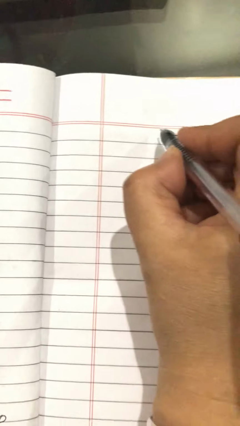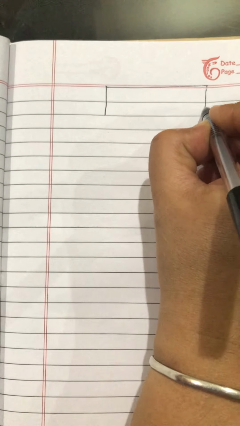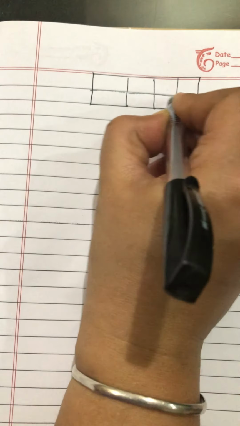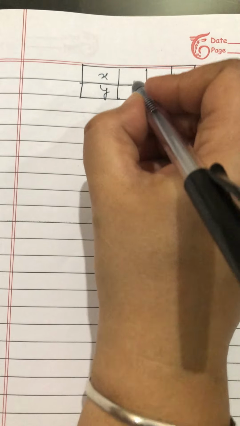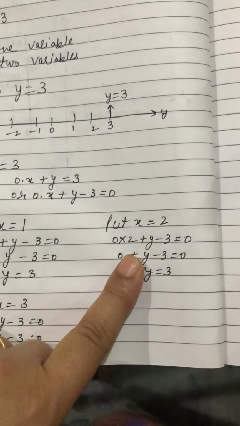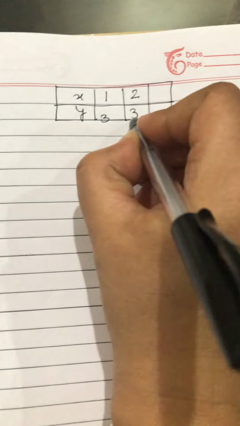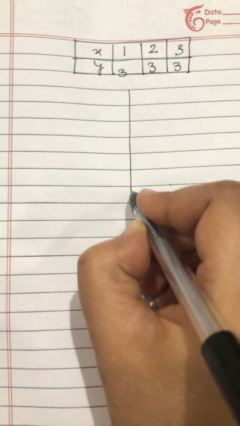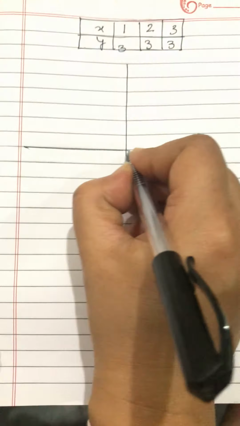Now when I represent it in tabular form, it will look like this. You can see here, when x was 1, y was 3. When x is 2, y is 3. When x is 3, y is also 3. Now we have to represent it on the Cartesian plane.